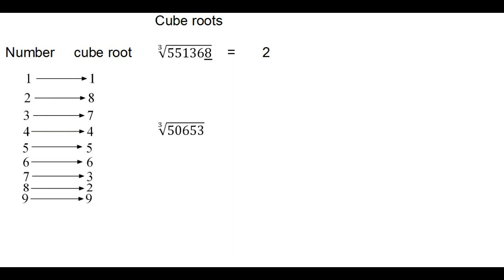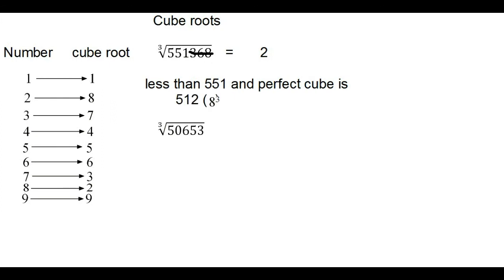Now the second step here again is similar to the second step of square roots. In square roots, we leave the last 2 digits and check for the remaining part of the number. Here we have to leave the last 3 digits. That means forget about the last 3 digits. From the remaining part of the number, find out that number which is immediately less than 551 and a perfect cube. Now something which is immediately less than 551 and a perfect cube is 512. 512 is 8 cube. So the tens place has to be 8. So the answer for cube root of 551368 is 82. And as you can see here, there is no second possible answer. We directly get the correct answer.